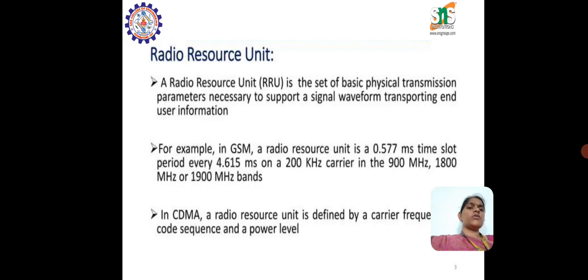So, what is a radio resource unit? A radio resource unit is a set of physical transmission parameters which is necessary to support a signal waveform transportation and user information. For example, in GSM, the radio resource unit is a 0.577 millisecond time slot period every 4.615 milliseconds on a 200 kilohertz carrier in the 900 MHz, 1800 MHz or 1900 MHz band. In CDMA, a radio resource unit is defined by carrier frequency, code sequence and power level.